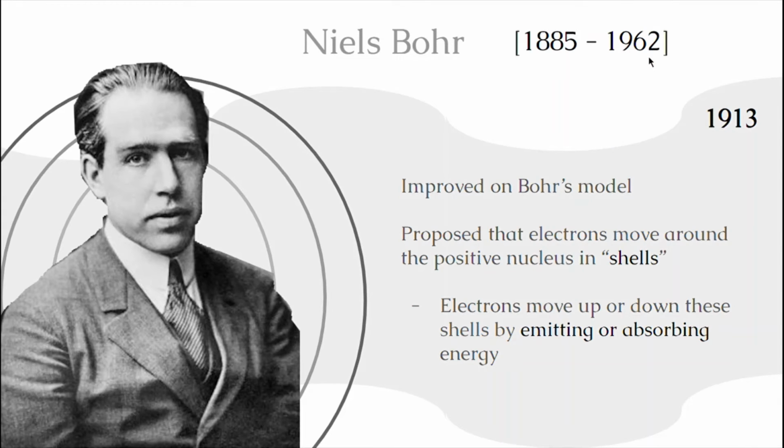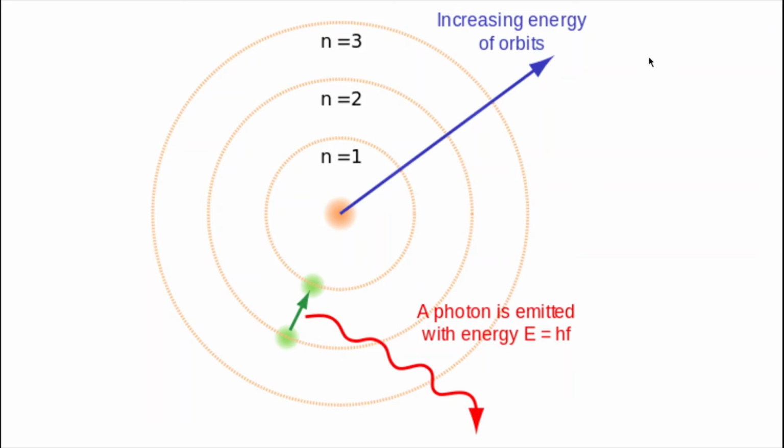And then we have Niels Bohr, and only a few years later, he improved on Rutherford's model and proposed that electrons move around the positive nucleus, which Rutherford established, in shells. And he also said that these electrons move up or down these shells by emitting or absorbing energy. This model was presented by Rutherford and Bohr together. And so you can see that this is basically the model he comes up with.